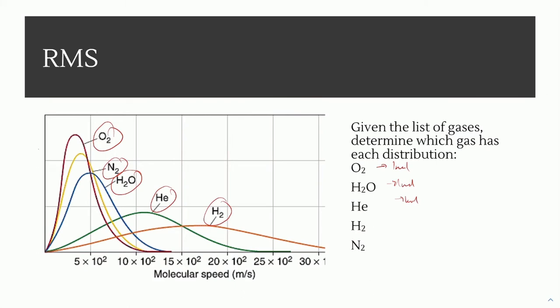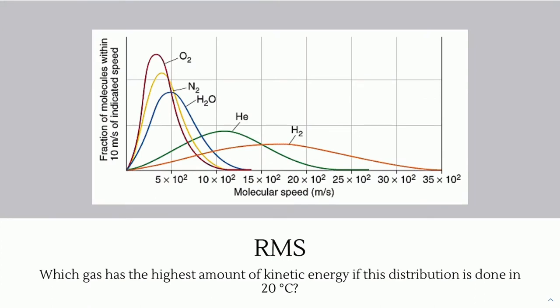Something important to note is a question like this may come up, and it's really important to know the difference. It says, which gas has the highest amount of kinetic energy if this distribution is done at 20 degrees Celsius? If these gas samples are done at 20 degrees Celsius, it doesn't matter what the gas is, the kinetic energy will be the same. Now, the distribution of speeds may be different, and that's only because their molecular weights differ.